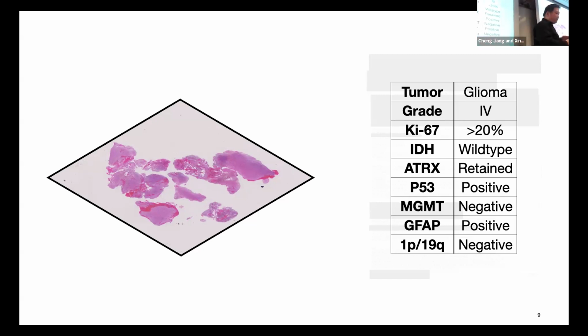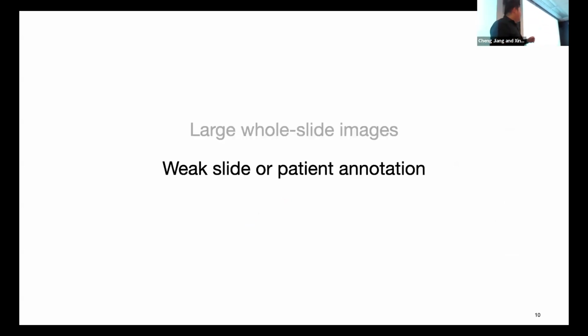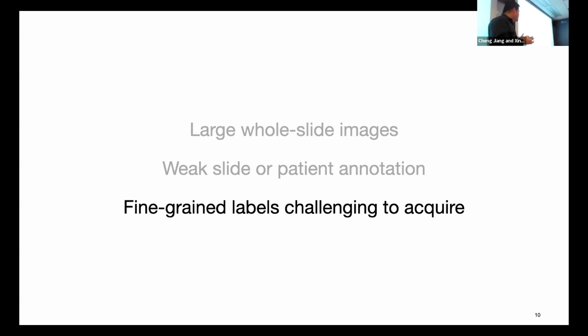This makes it quite challenging for us to train a model to process them. So to summarize the challenges with these whole slide images: we have very large whole slide images, and the annotations we have are weak labels, only at the slide or the patient level. And fine-grained labels are really, really challenging to acquire. We are not going to sit a pathologist in a room and say, here's 1 million patches, you have to label them, tell us this is tumor, this is blood, this is necrosis. That's just not feasible for us to do.